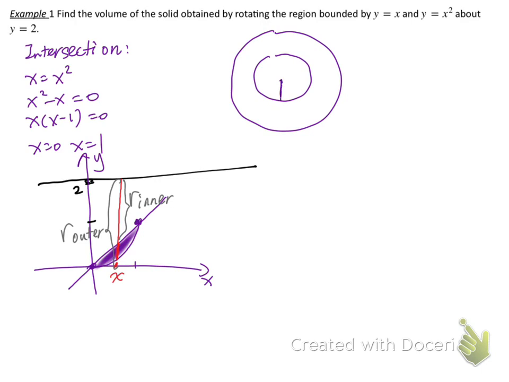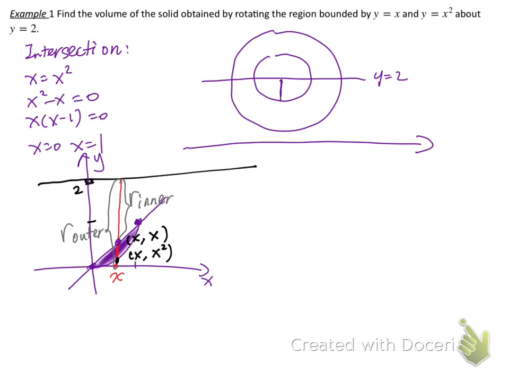How far? This pretty much is the y equals 2. Okay, this is y equals 2. And your axis is like here. Oops, not really tangent to it. So the R inner is the distance of y, the difference of y. And that will be, this point is x, and this point is x squared. And this point is y equals 2.